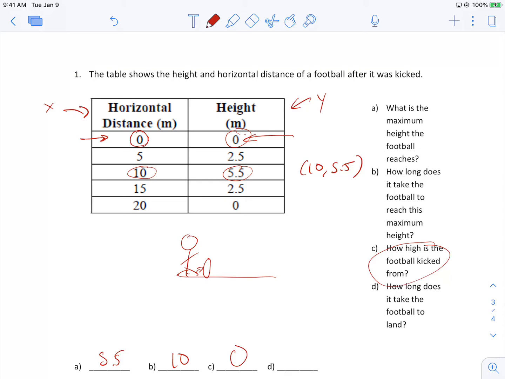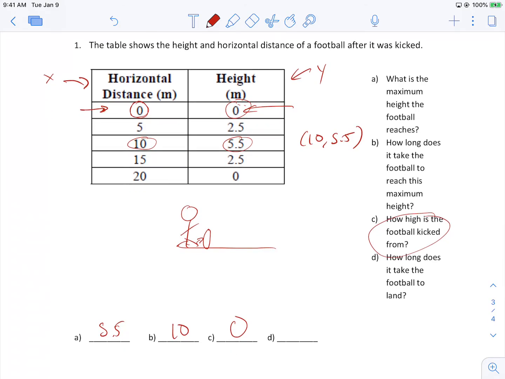How long does it take to land? That question is actually impossible because there's no reference to time here. But I think this question is actually trying to ask, what is the distance when it lands? So we'll ask it as distance.